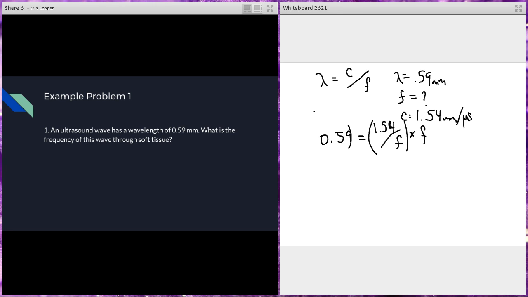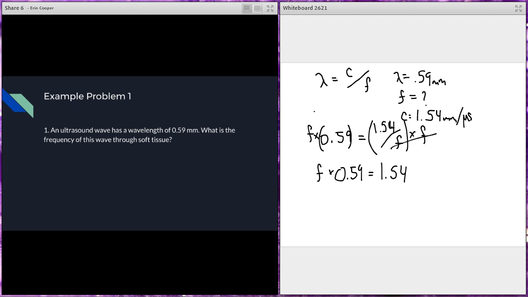But whatever I do to one side of this equal sign, I have to do to the other side. Think of it as like a teeter-totter. You have to keep both sides balanced. So whatever you do to one side, you have to do to the other. So I'm multiplying both sides by frequency. Since we've got one dividing and one multiplying, they cancel out. But on this side, the f stays. So we have f times 0.59 equals 1.54.